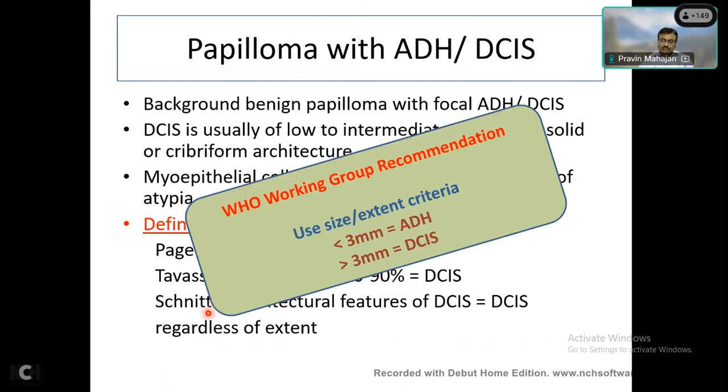WHO actually uses this criterion of 3 millimeter size to say something which is ADH in papilloma versus DCIS in papilloma. And what you have to understand is that even though WHO has given this criterion, they also acknowledge that this is actually a very arbitrary criterion. Sometimes you will not be able to say with confidence whether it is ADH or DCIS. What I do in such cases is that I don't try to tell them whether it is ADH or DCIS. I just say that there is atypia in this lesion, and this could be either ADH or this could be either DCIS.